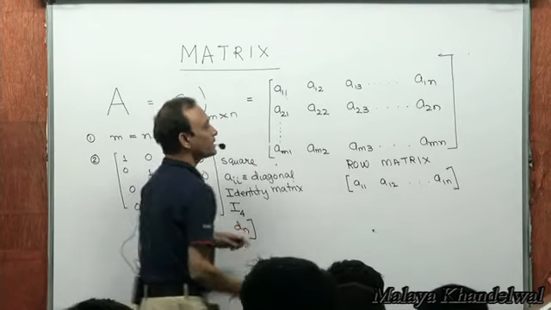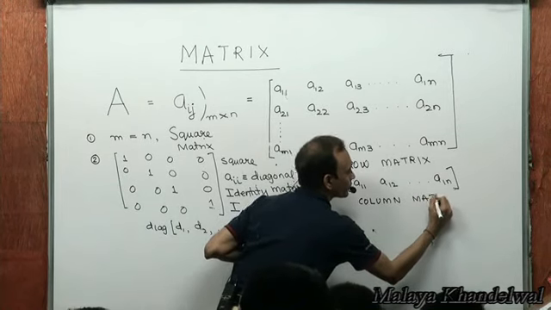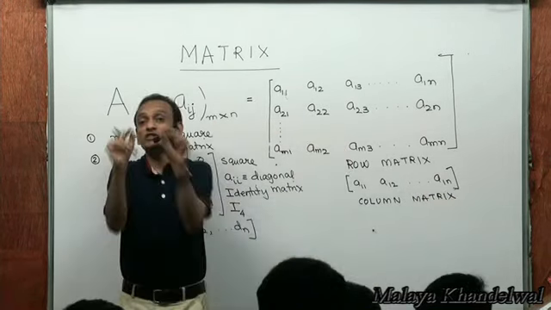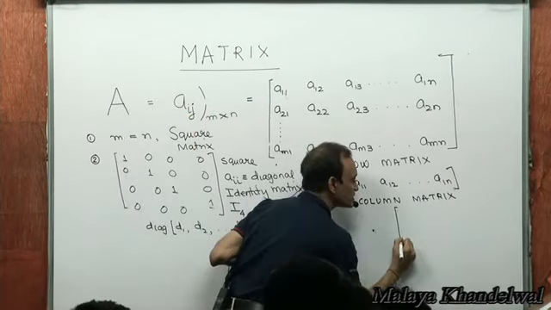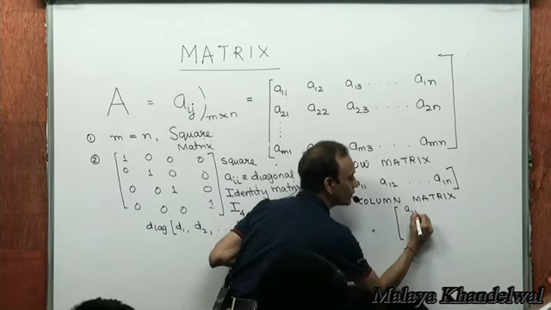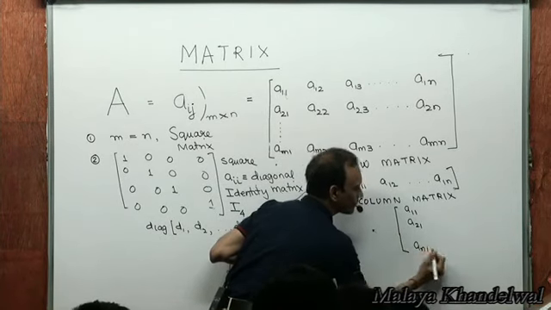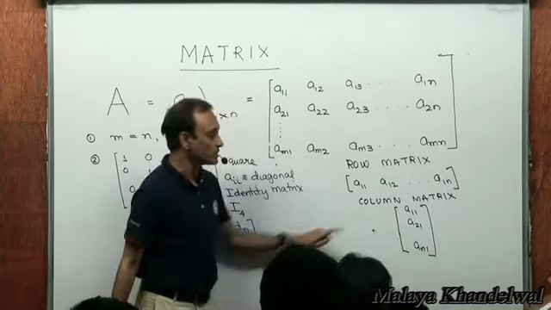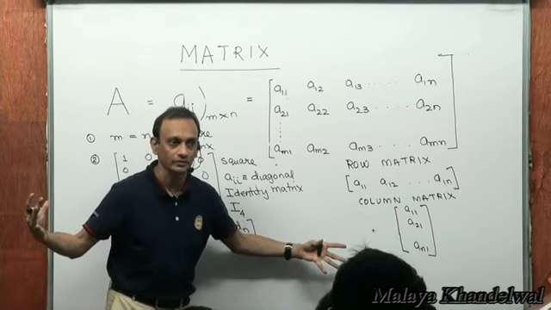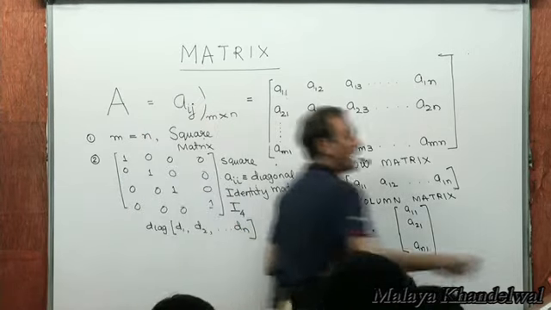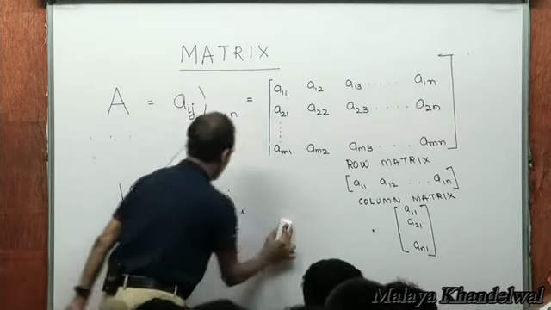Then we have what's called a column matrix. A column matrix has just one column. So that's like this. In general, one column but n rows. Right? That's a column matrix. Right? Then we have what's called a null matrix.